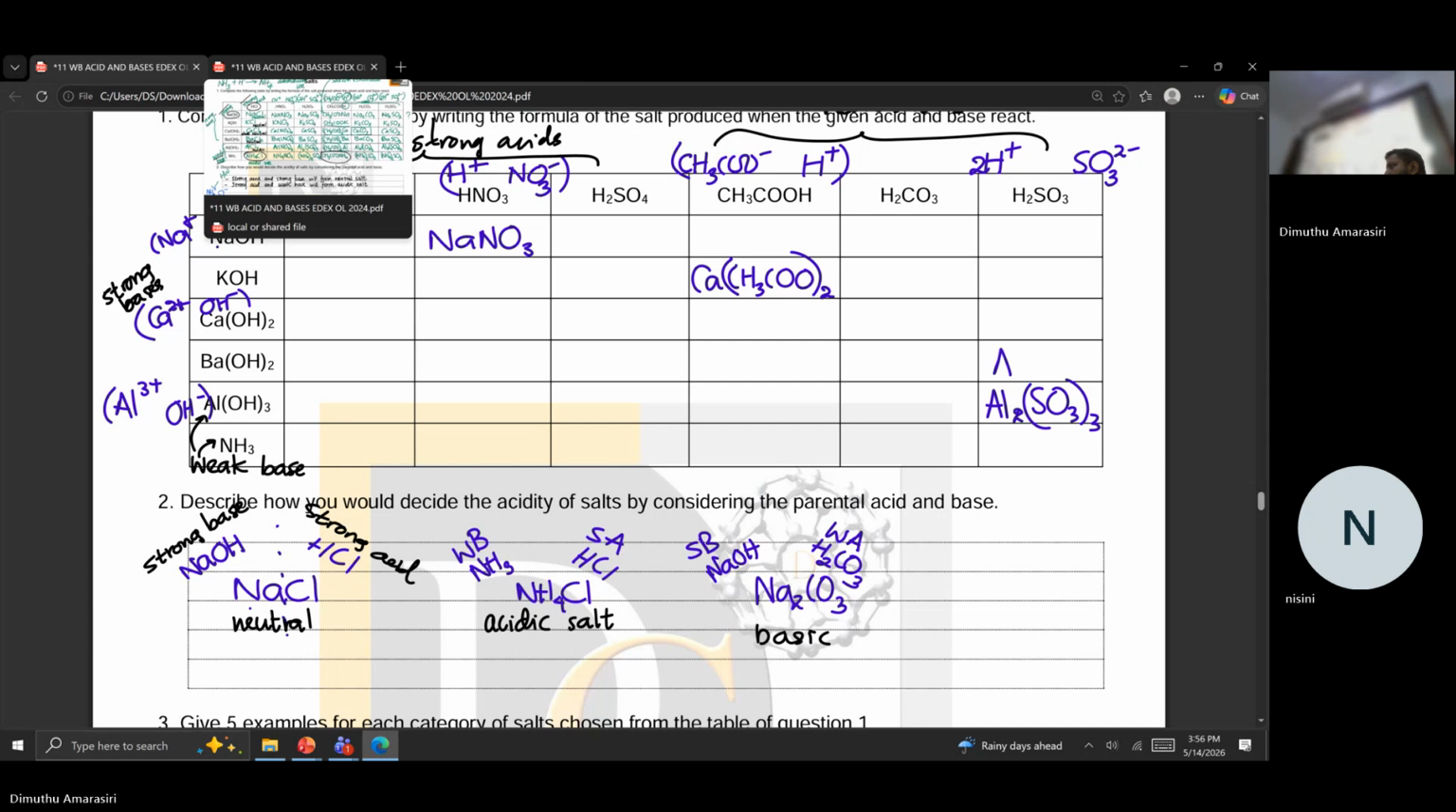Potassium carbonate. Basic. Why? Potassium is strong. Potassium is strongest, right? Potassium hydroxide. Strong base there.